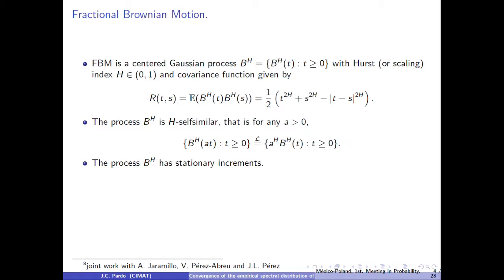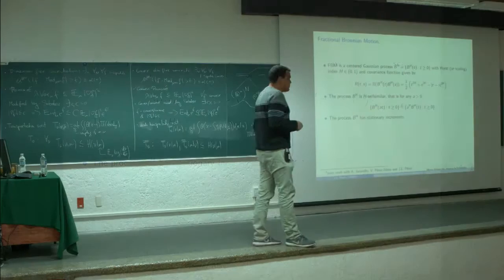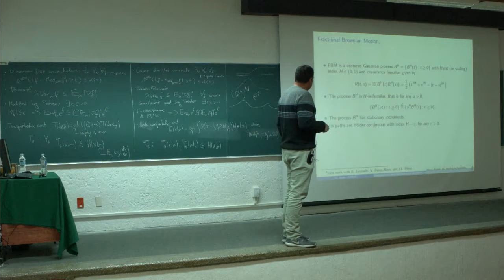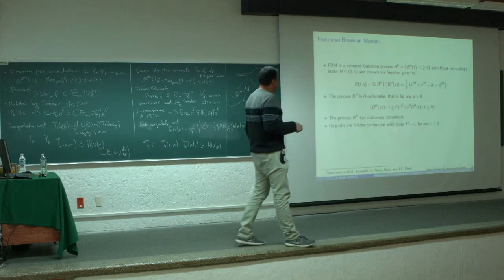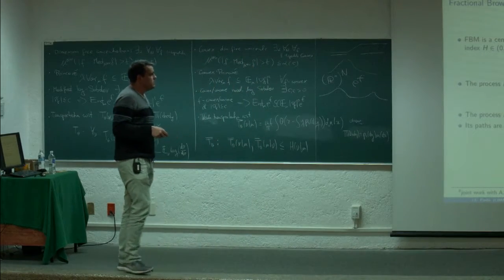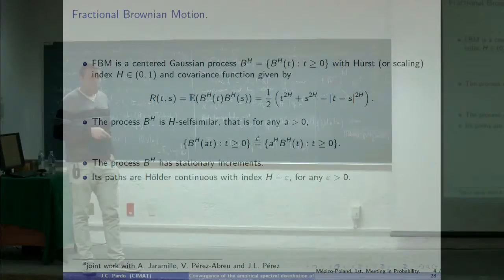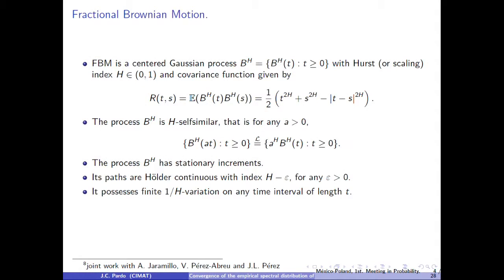This process has stationary increments, but not independent, so it's not a Lévy process. Its paths are Hölder continuous with index H minus epsilon for any epsilon bigger than zero. And it possesses finite 1 over H variations on any time interval of length one. So this process is not a semimartingale, which means that we cannot use Itô calculus, except for the case H equals 1 over 2, which is Brownian motion.